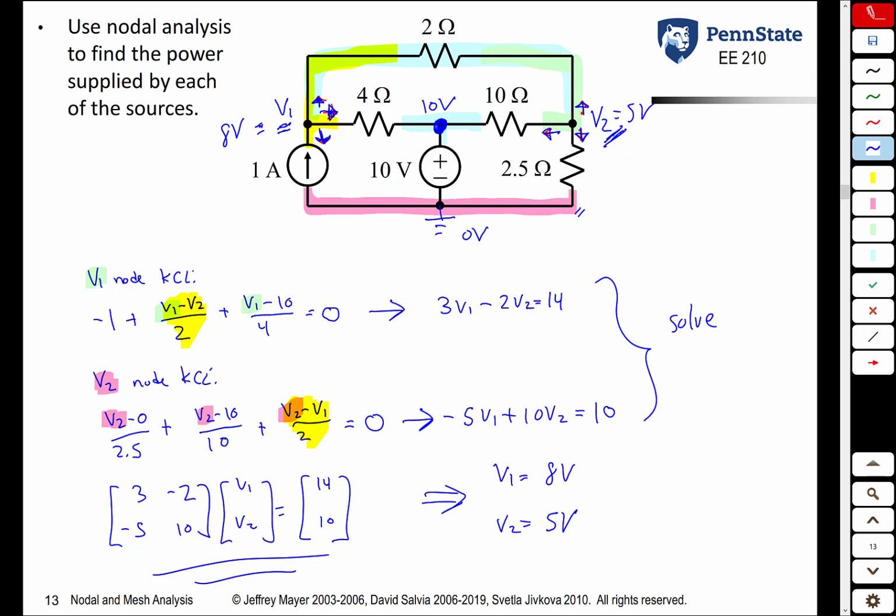So at this point we solved the circuit, but we have not answered the question, because the question wasn't find the voltage at every node. The question was find the power supplied by each of the sources. But now that we know these voltages, we could use this information to answer this question.